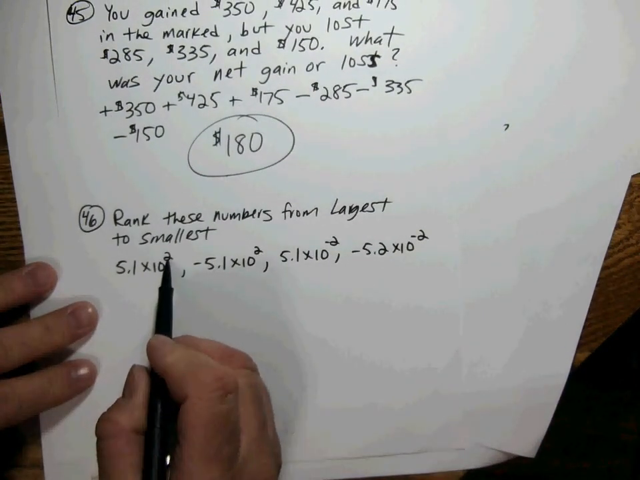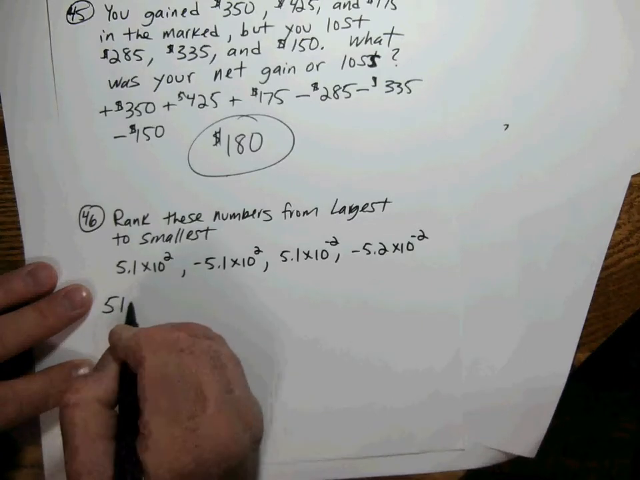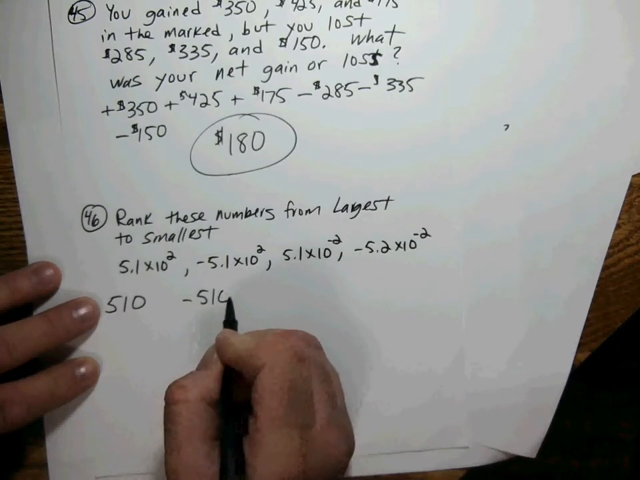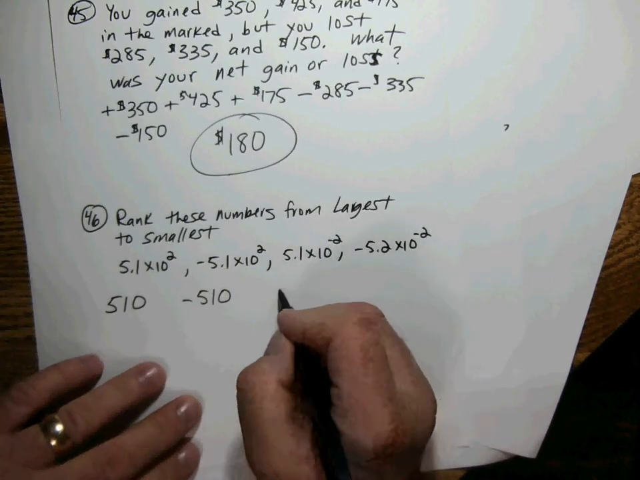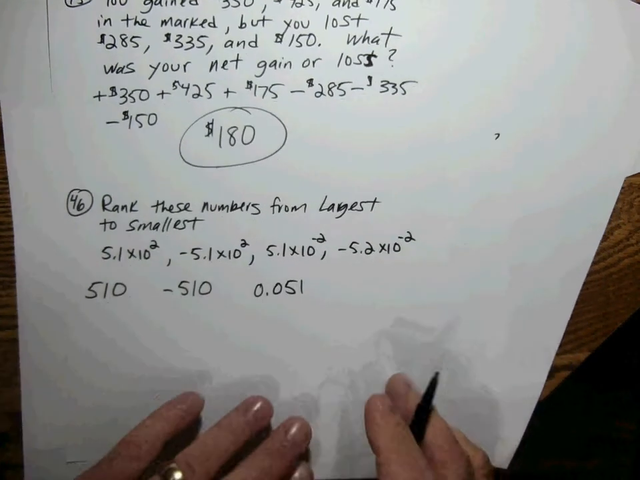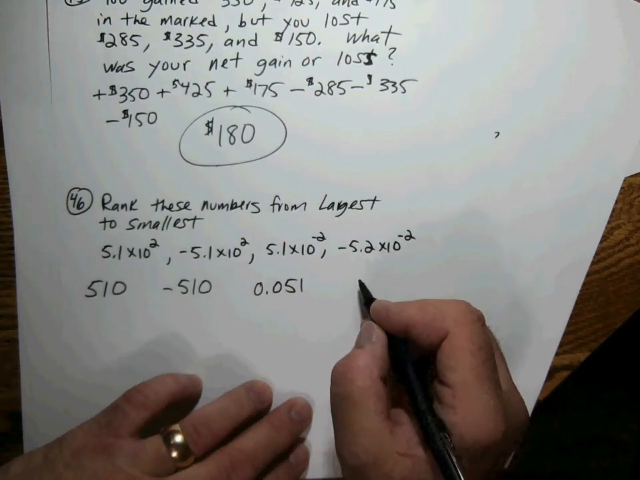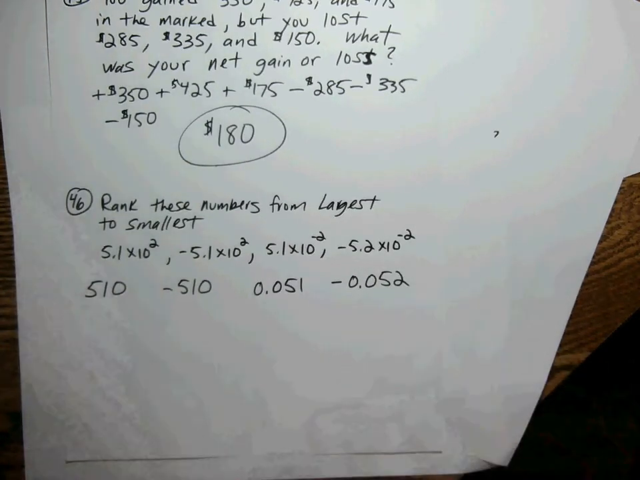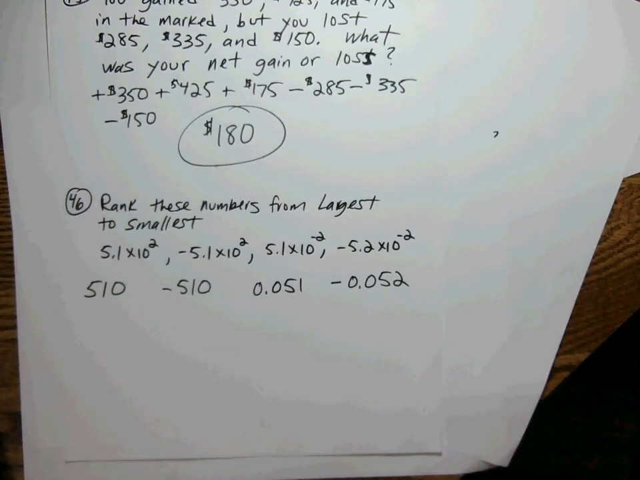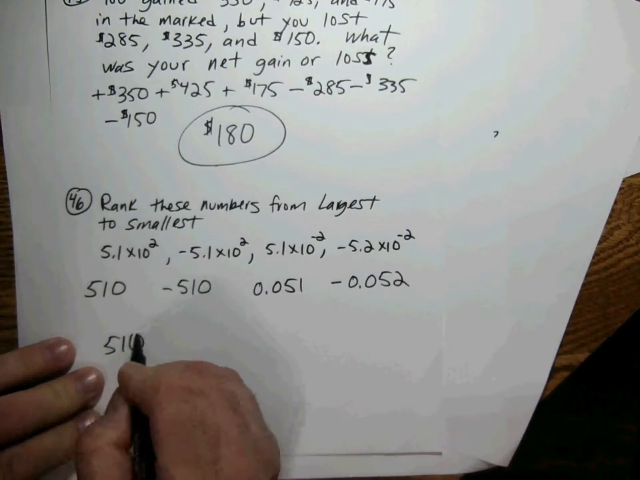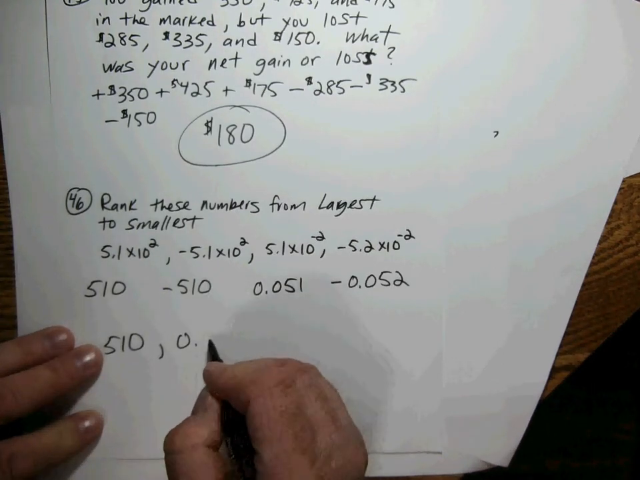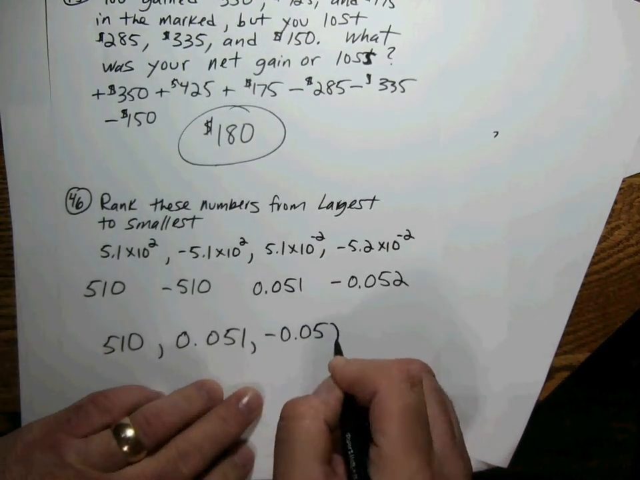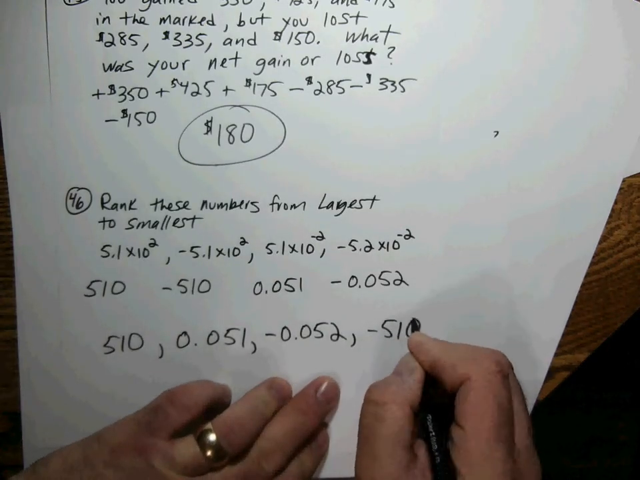It's easy. 10 to the positive 2 power means I'm going 2 places to the right, so that's 510. Again, I'm going 2 places to the right, so that's negative 510. 2 places to the left would be 0.051. 2 places to the left, I made a little change to that number, but no big deal. Negative 0.052. Alright, arrange them from largest to smallest, so clearly 510 would be the first largest one, and then 0.051 would be the next largest one, and then negative 0.052 would be the next largest one, and negative 510 would be the smallest one.